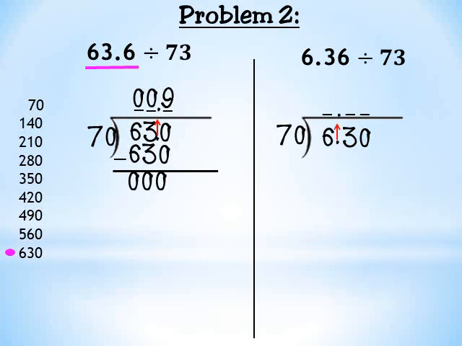Go ahead and put your lines up on top. Make sure that you bring that decimal on up. So it should say line, decimal, line, line. Now we're going to go ahead and divide. 70 cannot go into 6. It cannot go into 63, but it goes into 630 9 times. And 9 times 70 is 630, subtract and you get 0.